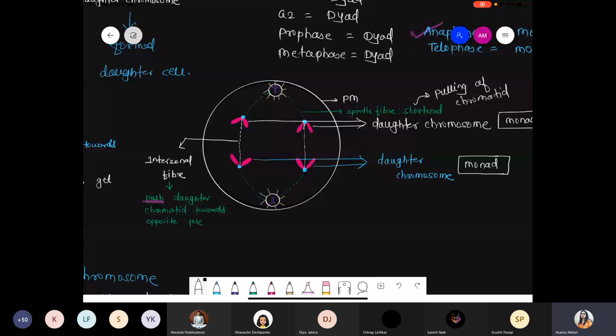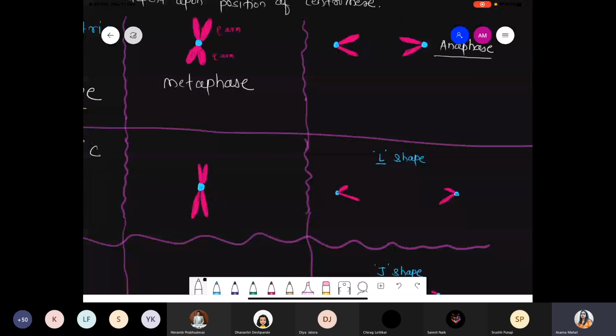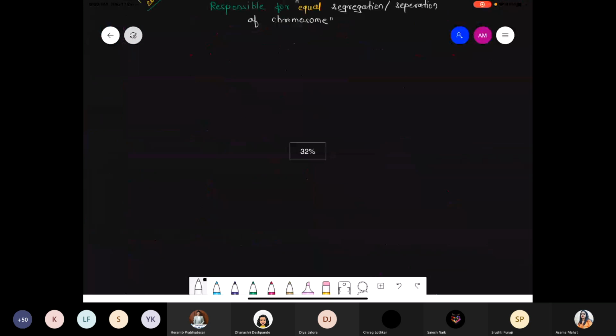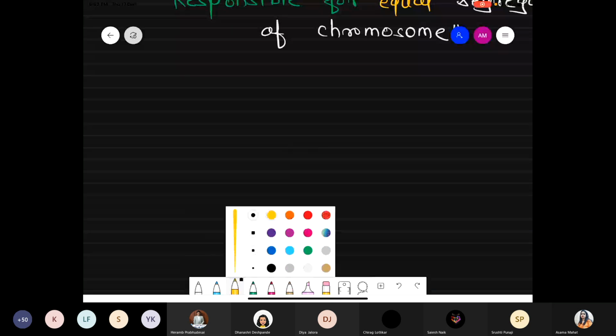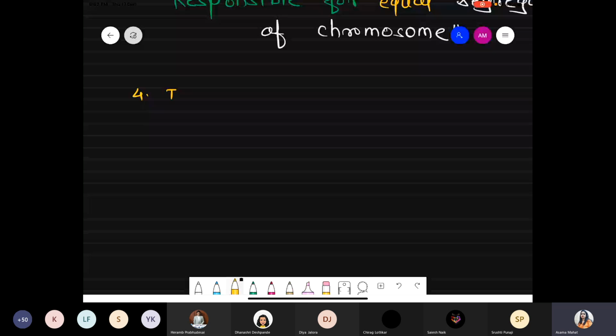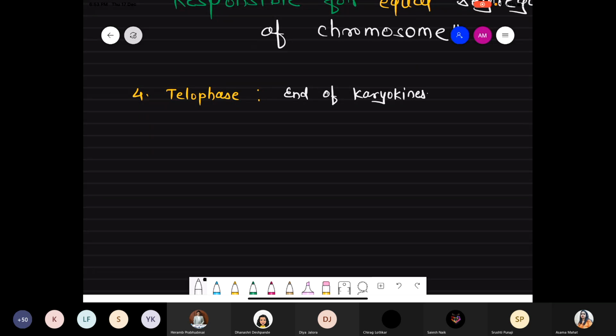Now the cell proceeds toward the last phase of karyokinesis, the last phase of nuclear division, that is telophase. Write down the title. We are talking about telophase, which represents the end of karyokinesis. So write down: last phase, telophase. Okay, and this telophase represents the end of karyokinesis.